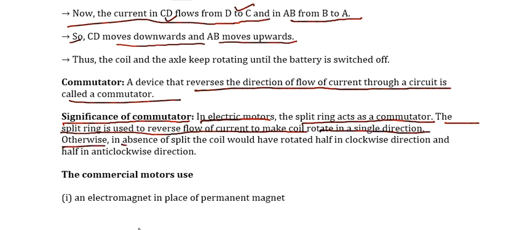Otherwise, in the absence of a split ring, the coil would have rotated half in the clockwise direction and half in the anti-clockwise direction. If a split ring is absent, it will rotate half clockwise or anti-clockwise, so it does not complete one round.